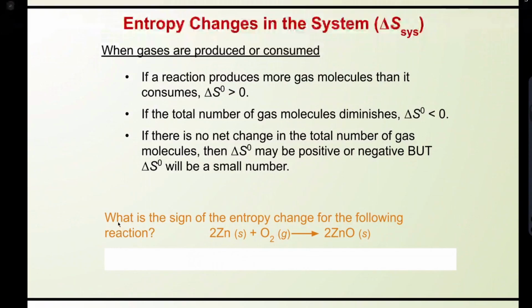Knowing this, the question asks, what is the sign of the entropy change for the following reaction? You have 2 zinc combining with 1 oxygen, resulting in 2 zinc oxide. Since we have O2 gas in the reactants, but no gases in the products, we can tell that the delta S is less than 0, or delta S is negative.